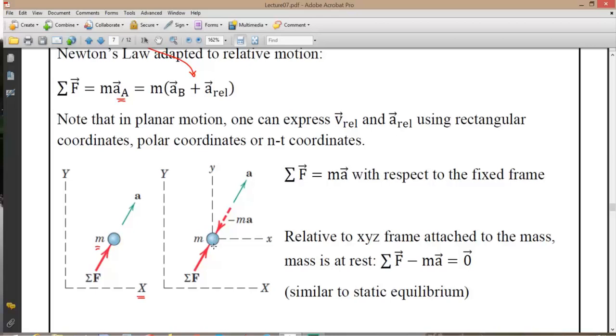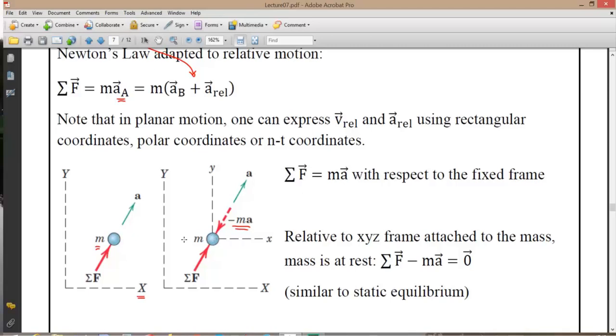In that case, if this is a static condition and a resultant force is applied to this mass, then there should be an equal amount of force in the opposite direction for this particle, so that it's going to be in a static condition with respect to its own frame. So with respect to its own frame, we can say that it has a force that is equal to mass times the acceleration, the actual acceleration of the particle, in the opposite direction.